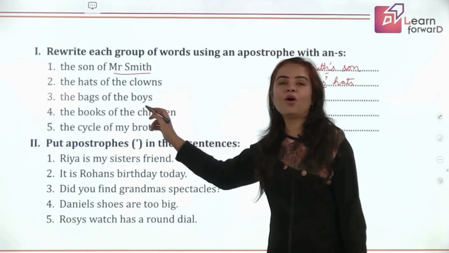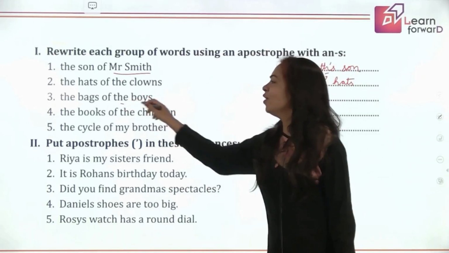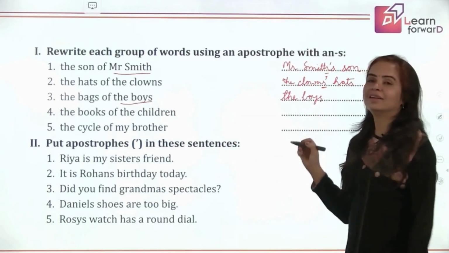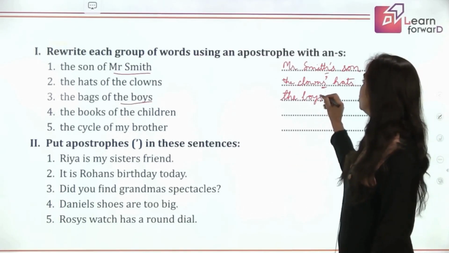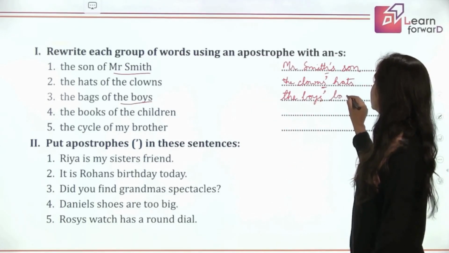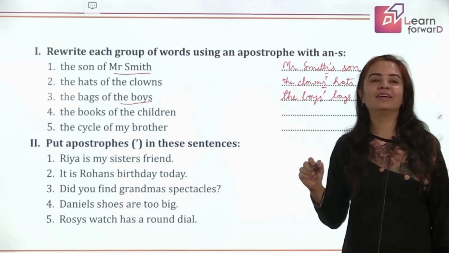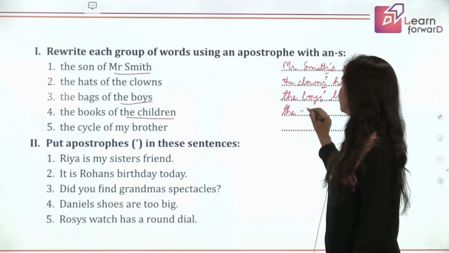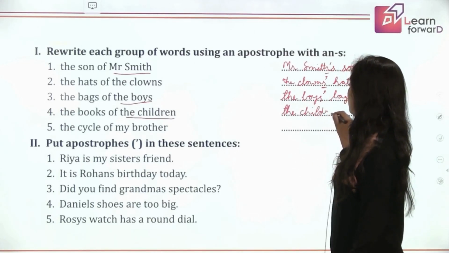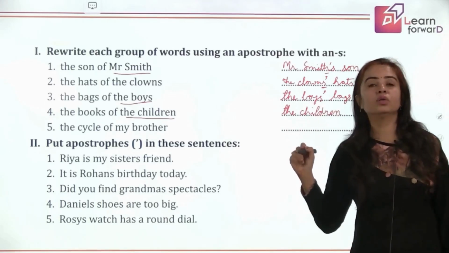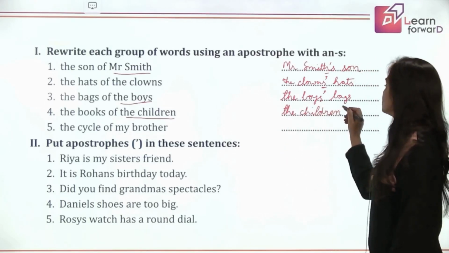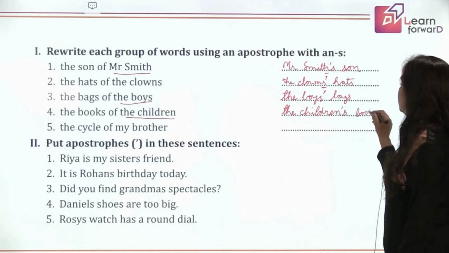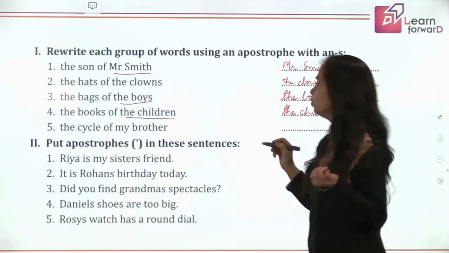The bags of the boys. Whose bags? The boys' bags. Brilliant. So what are you going to put here? Good, because there is S, you will put only apostrophe. Next, the books of the children. Whose books? The children. Do you have S at the end here? No. And what we are following, we are just starting with the answer to the question whose. Whose? The children's. And with this, we are putting apostrophe S. The children's books. I hope it's really very easy for you now to transform.